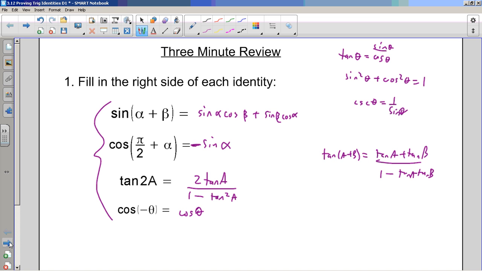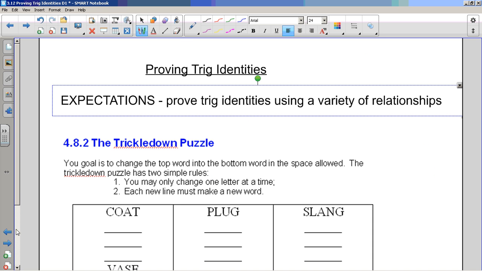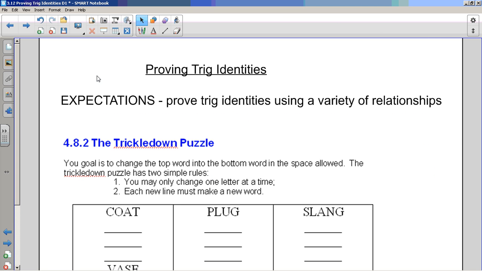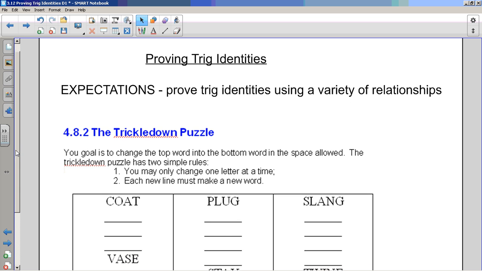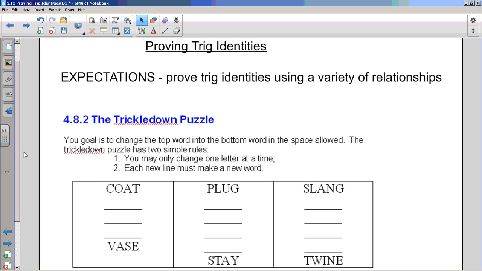Okay, so how we're going to start with identities is talking about a puzzle. And really, that's what proving trig identities are. They're puzzles where we know that there has to be an answer. We know the left side must be equal to the right side. And so the idea here, you try this. Pause the video, see if you can get these. We know that this must be able to change into this, and I'm just changing one little piece at a time. One little piece, and it's still got to stay English.